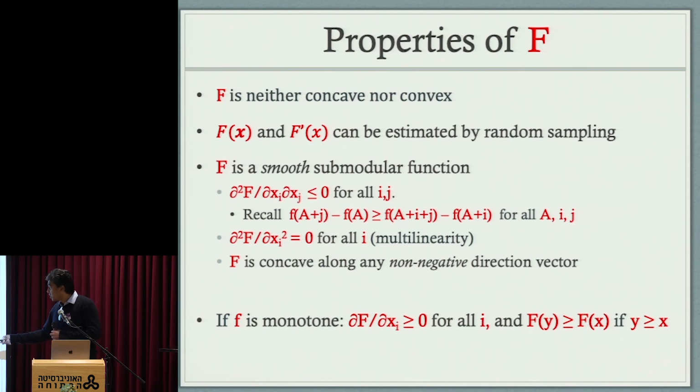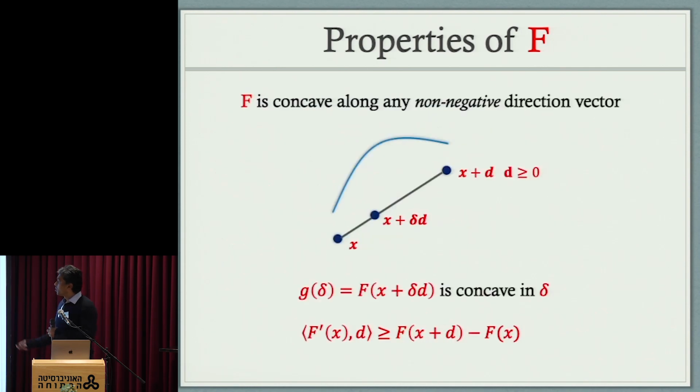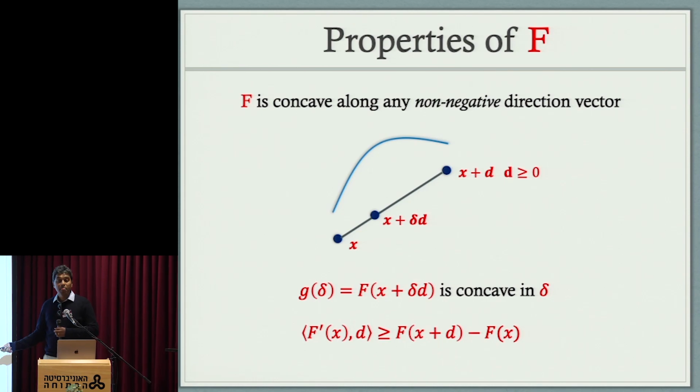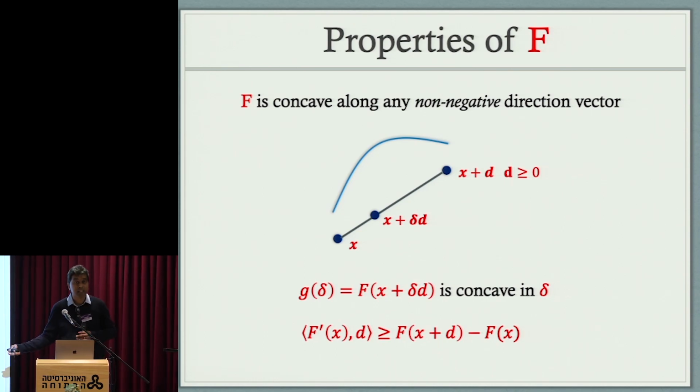In particular, these properties imply that f is concave along any non-negative direction, and I'll put a picture because that's more intuitive. And moreover, if f is a monotone function, all the gradients are always positive, so if x is smaller than y coordinate-wise, the function value is larger. So this is the key property of this multilinear extension.